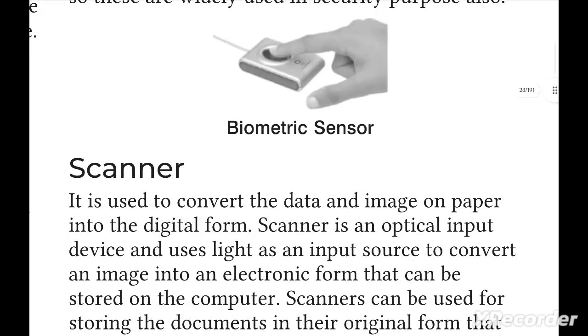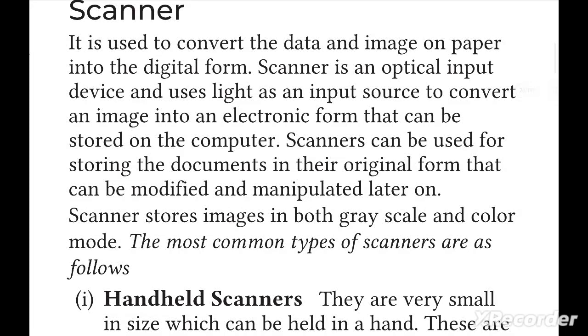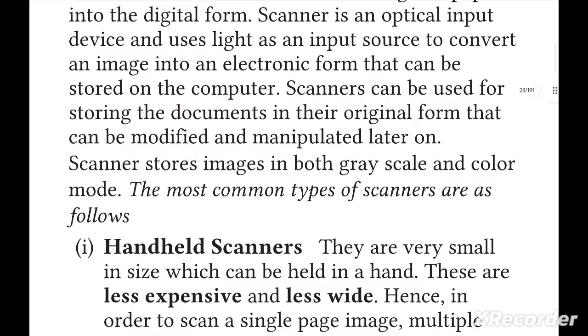Next, scanner. It is used to convert the data and image on paper into digital form. Scanner is an optical input device and uses light as an input source to convert an image into an electronic form that can be stored on the computer. Scanners can be used for storing the documents in their original form that can be modified and manipulated later on. Scanner stores images in both grayscale and color mode.